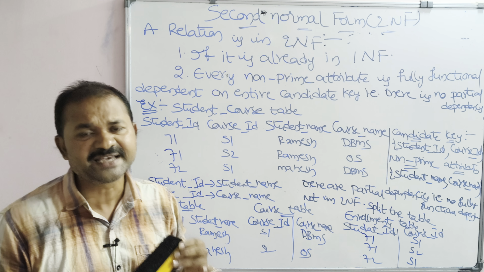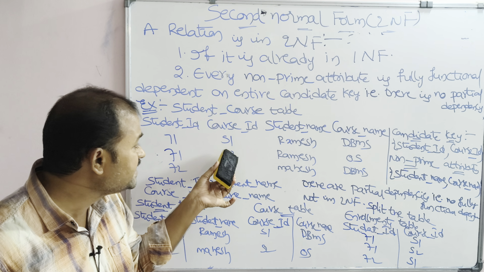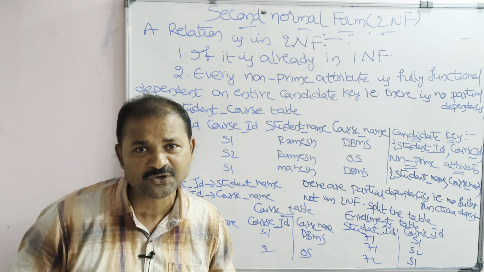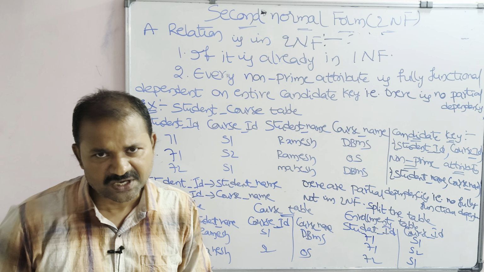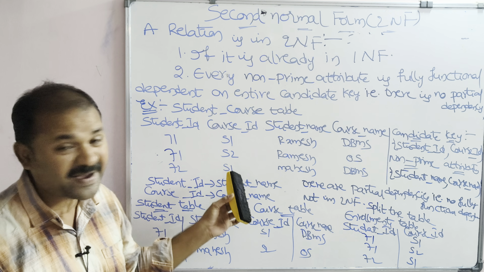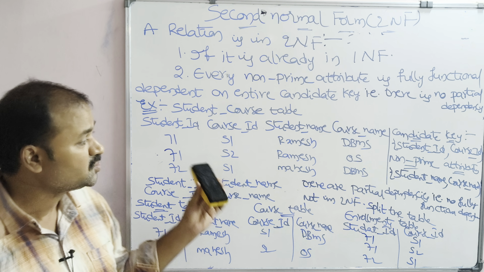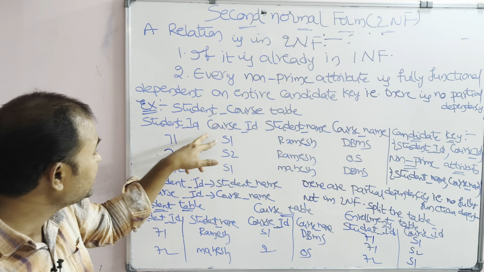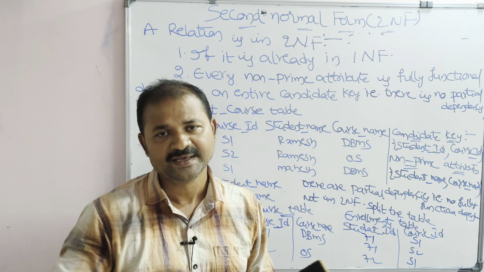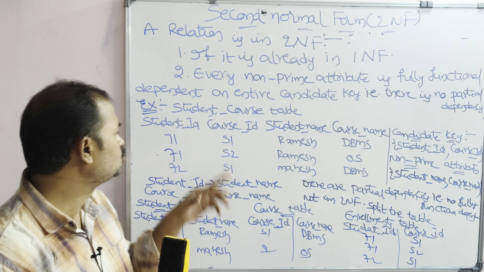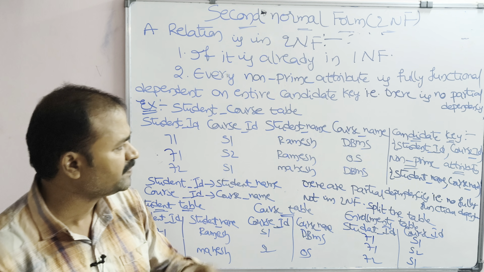Likewise, we can't select course ID as the primary key. Why? Because a single course may be offered to so many students. Primary key must be unique, so we can't select course ID as the primary key. So that's why we are combining these two attributes to make the candidate key. Here the candidate key contains two attributes: student ID and course ID.